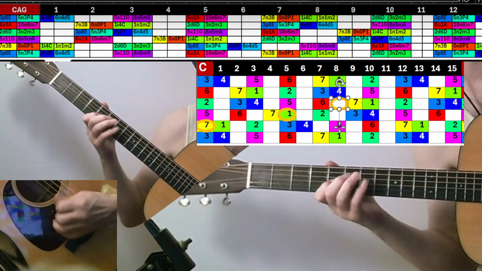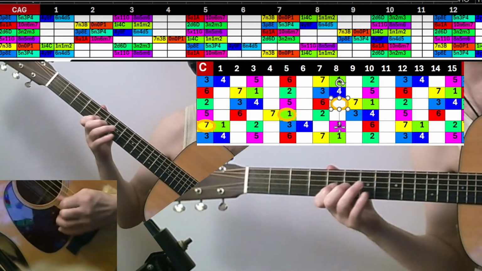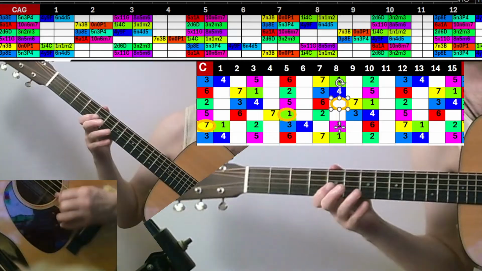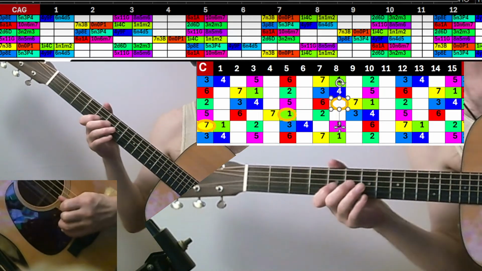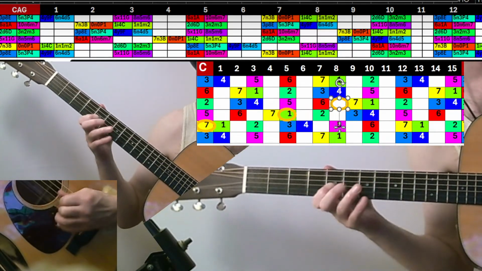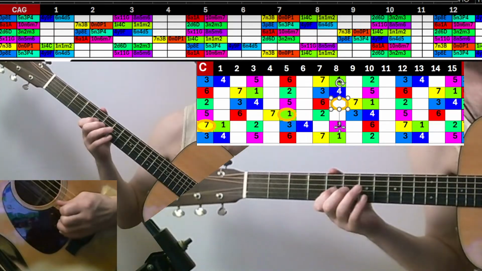Get the rhythm down. Let me try to get a different rhythm. I'm getting sick of that. See how we get a different pattern. Not too complicated.